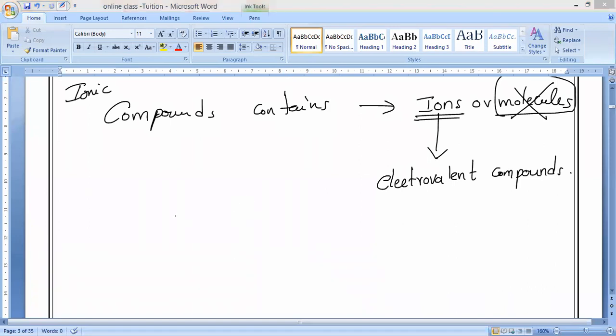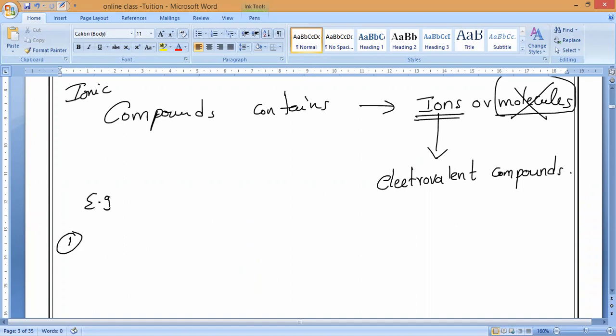Now let us see. I will give you some ionic compounds, and you should say what ions are present in them. For the first example, suppose I take copper sulfate. You should tell me the formula. The copper sulfate formula is CuSO4.